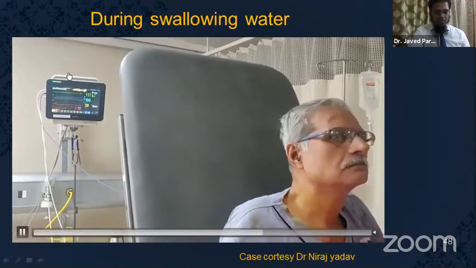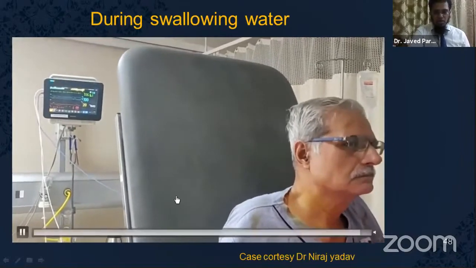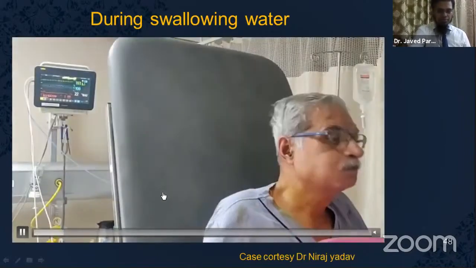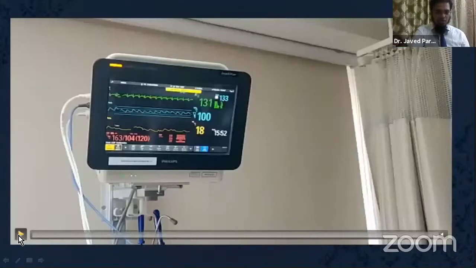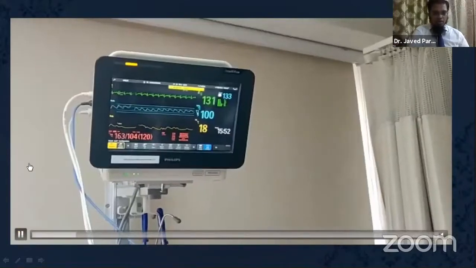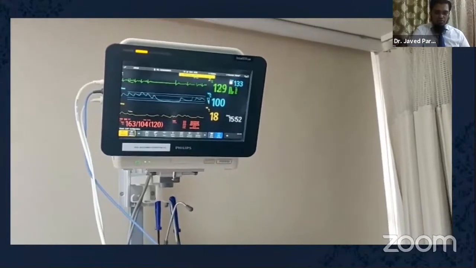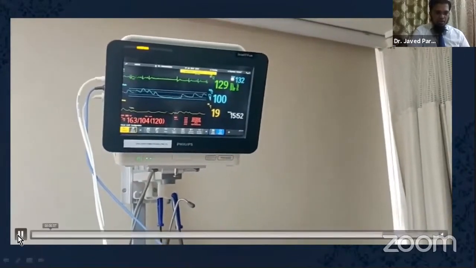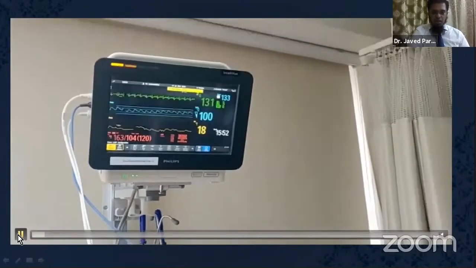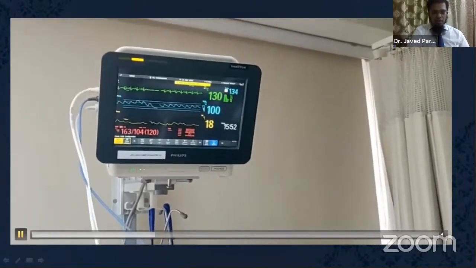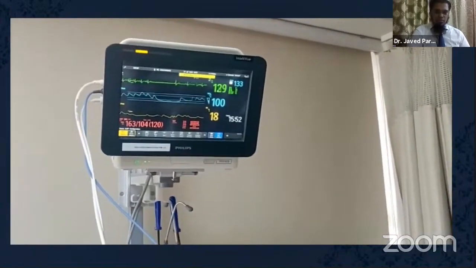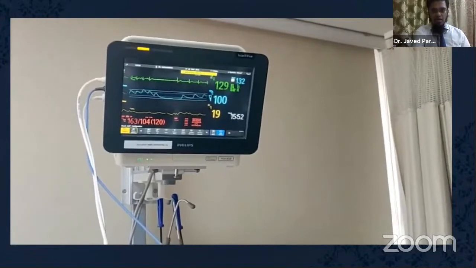So this is the patient swallowing there. Now I'll zoom into the monitor to show what the monitor is showing. This is just the monitor, we have cut out the patient. Have a look at what happens when the patient swallows. I think whatever happened was clearly visible. Have a look at it once again. So this is happening recurrently with swallowing.